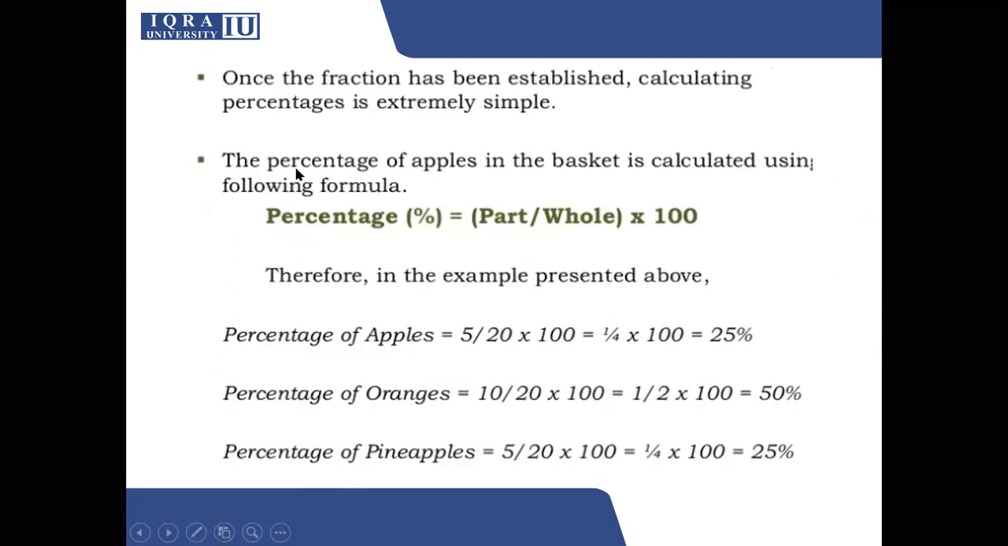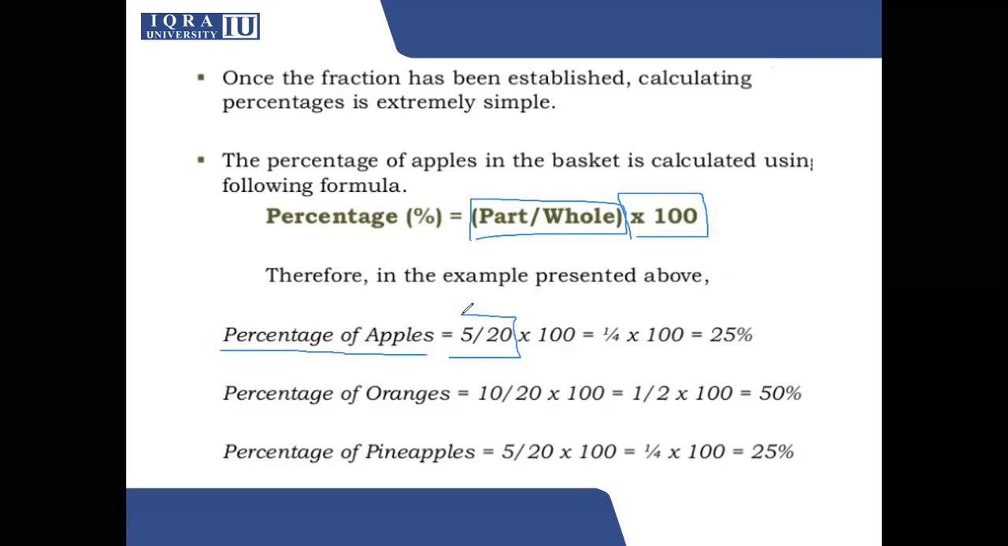The percentage of apples, for example, in this basket is calculated using the following formula. Part by whole, this thing is the fraction, right? The fraction multiplied by 100, and you will get the percentage. So if I need to find out the percentage of apples, I need to find out first of all the fraction of apples, which is 5 by 20, and I multiply it by the number 100, right? And when I do that, I get the answer 25. So I can write it, the percentage of apples in the basket is 25%, right?